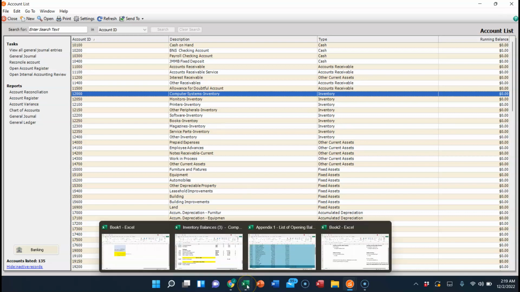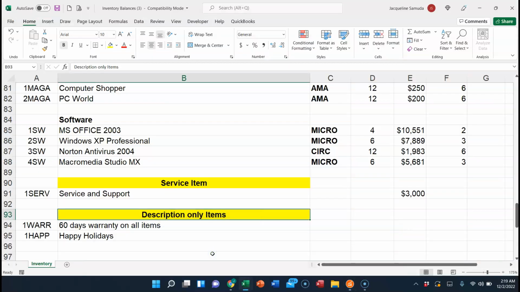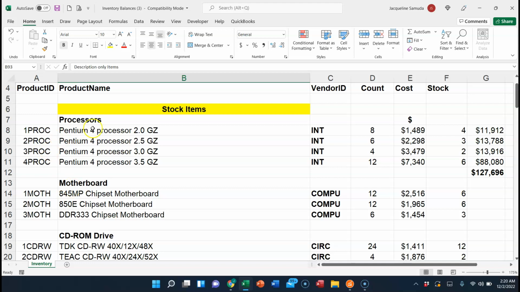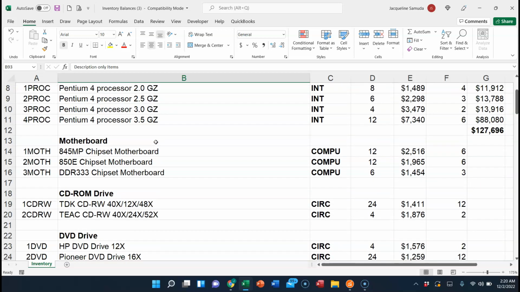Let me jump into Appendix 4. When we look at processors, remember I told you that we're going to need 3 accounts. What are the 3 accounts? A sales account, a cost of sales account, and an inventory account. Now, the inventory account is clearly defined. Processors inventory, clearly defined. The inventory account for motherboard is clearly defined.